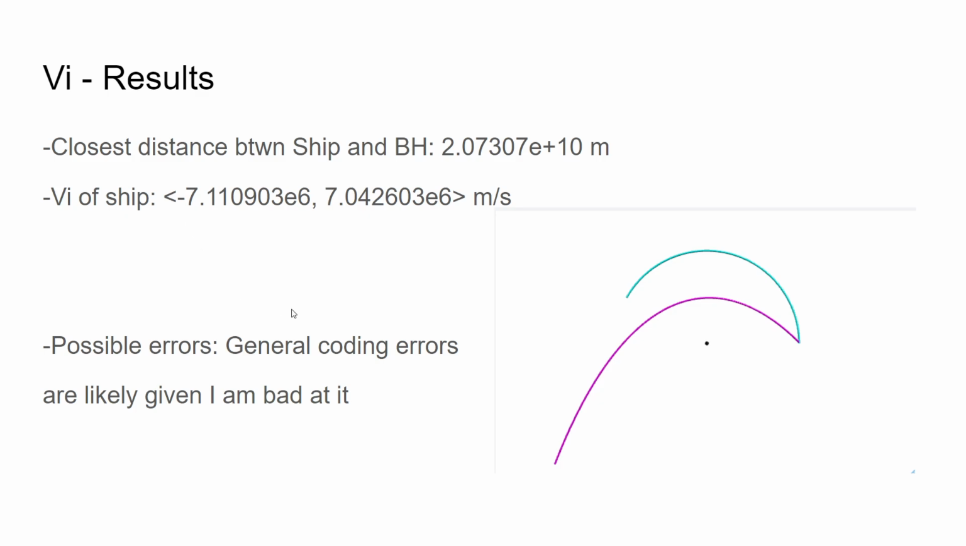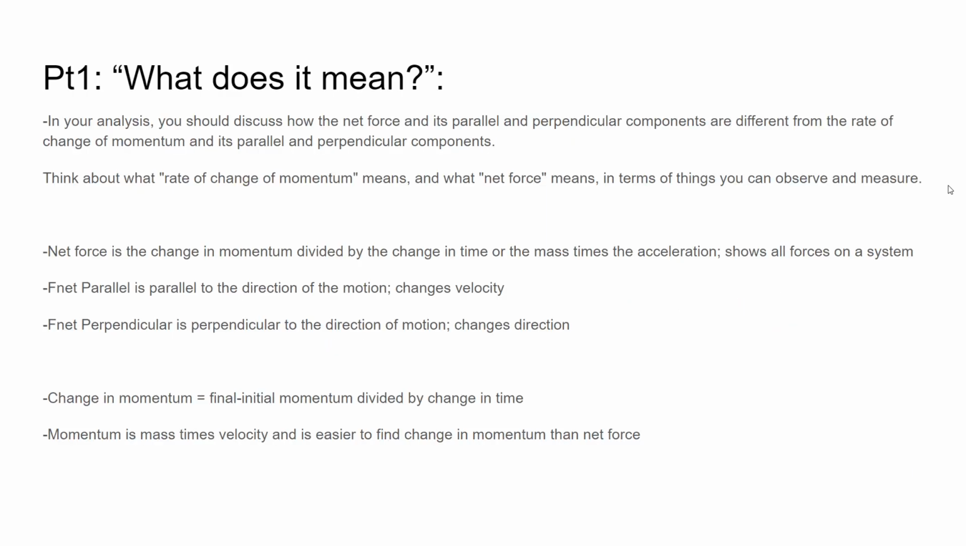Possible errors I could have had are just general coding errors, which are likely because I am not good at coding. And what does it mean? So thinking about the rate of change in momentum and what net force means. So basically net force is the change in momentum over the change in time, or mass times acceleration. It shows all the forces on a system.